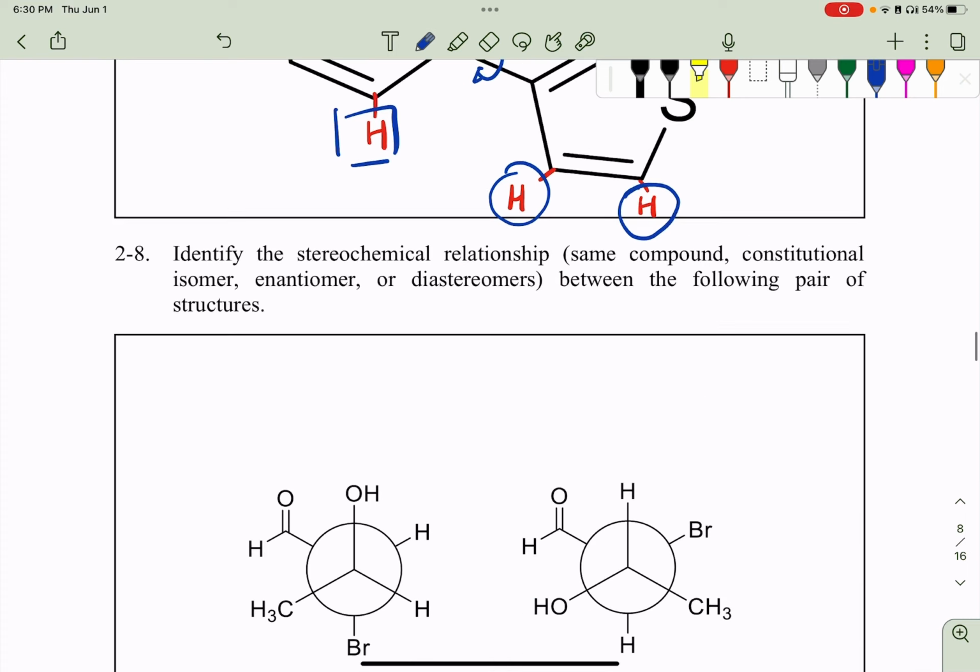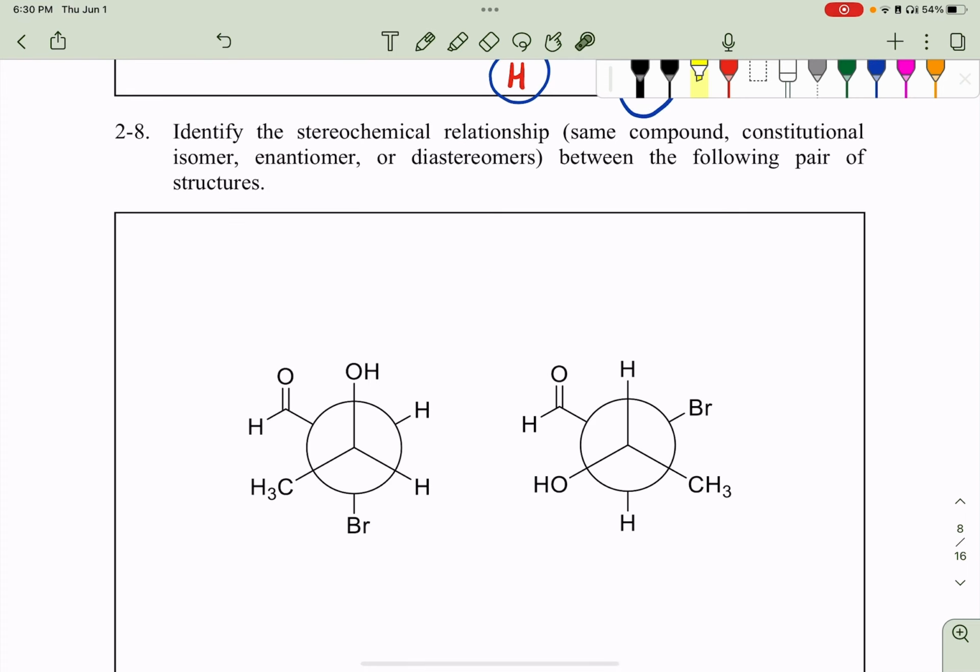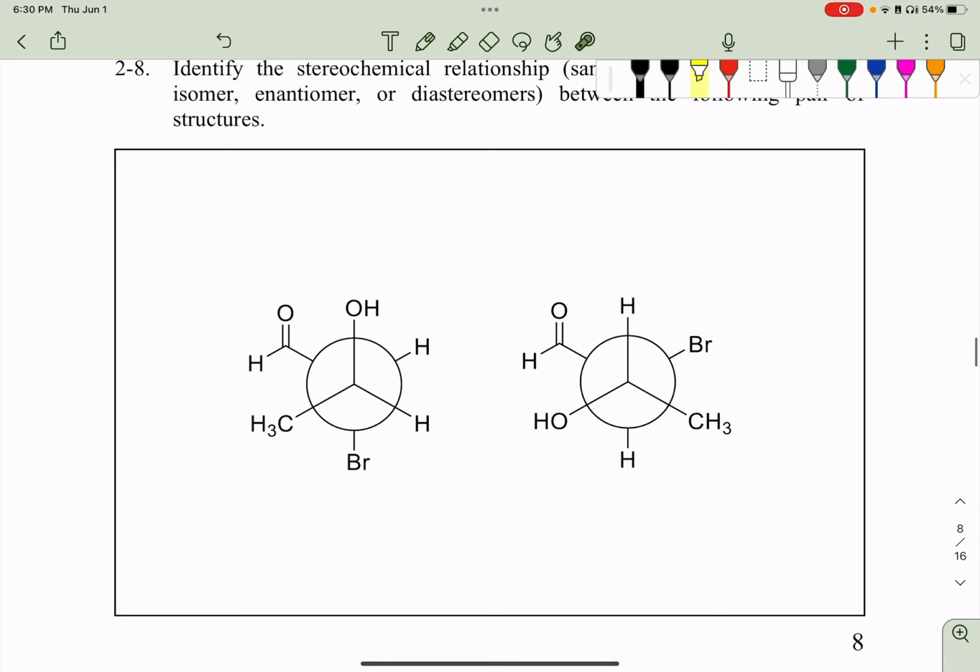Okay, let's keep going. 2 to 8. Identify the stereochemical relationship between the following pair of structures. So let's see. These are Newman projections, and remember we're talking about Newman projections. You can have free rotation over that single bond, and of course you can do it the harder way by assigning stereochemistry and seeing whether or not they change. But for Newman projections, you always have a better way to do it.